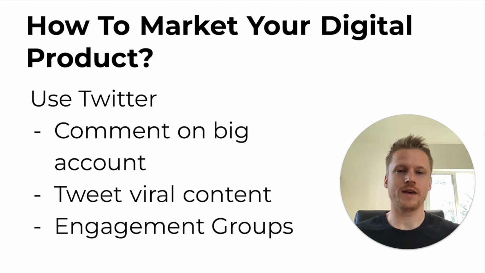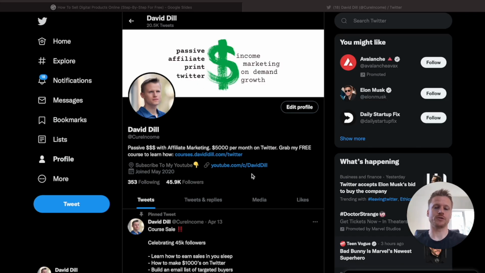And that's how engagement groups work, and that's how I actually grew my account to over 45,000 followers on Twitter by using the combination of commenting, tweeting out viral content, and using engagement groups to grow. So here is my personal Twitter account, and as you can see, I have over 45,000 followers at the time of filming this video. So I know what I'm talking about when it comes to growing on Twitter.